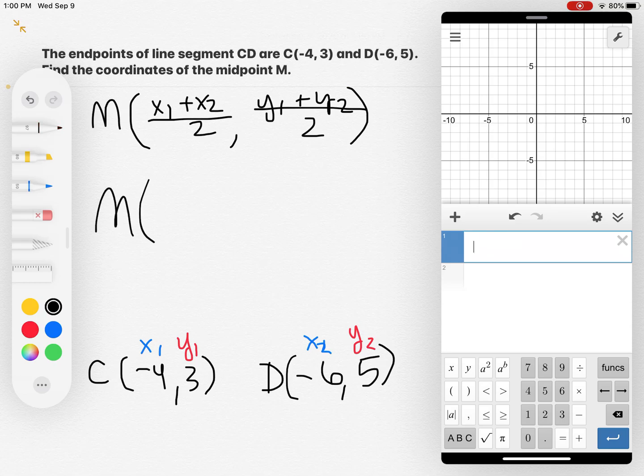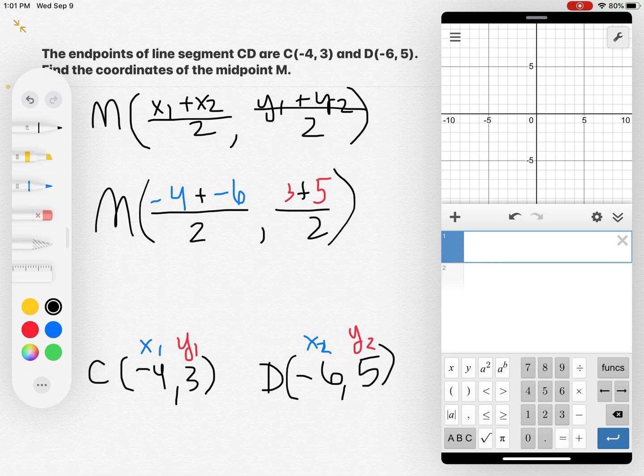Looking at your formula, notice that to get your first coordinate, your x coordinate, you add your two x's and then divide by 2. That's the same as averaging your x's. And then you add your two y's together and divide by 2, or average them, to get your y's. Let's put things in the right spots. x1 is -4 plus x2 is -6, divided by 2 is just part of the formula, comma, because we're moving on to our y coordinate. y1 is 3 plus y2 is 5, all divided by 2.